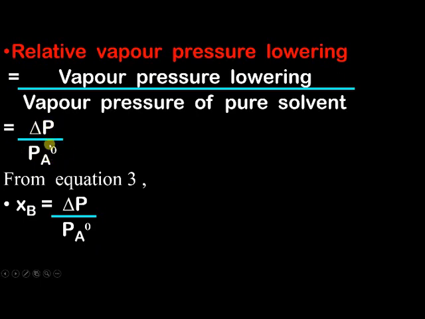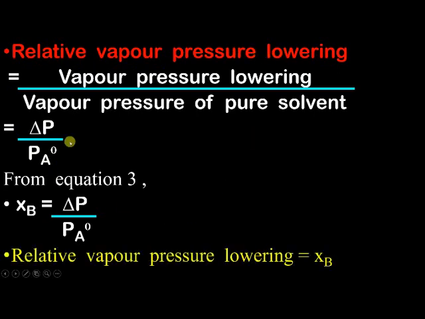And what is this value? This value is nothing but the relative vapor pressure lowering. So in this case, can I say that the relative vapor pressure lowering will be equal to XB? Why? Because XB is equal to delta P upon Pa naught. So just substitute the value of delta P upon Pa naught as XB, and you will get the relative vapor pressure lowering as XB. And as you can see over here, this relative vapor pressure lowering is depending on XB, and XB depends on the number of moles of B, and B is nothing but our solute. So since this relative vapor pressure lowering depends on the number of moles of solute, therefore this is also a colligative property.